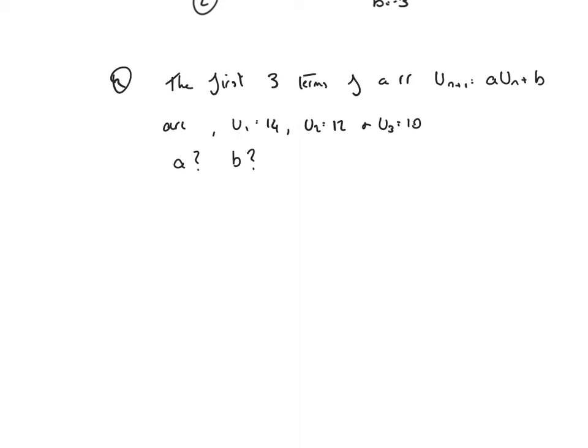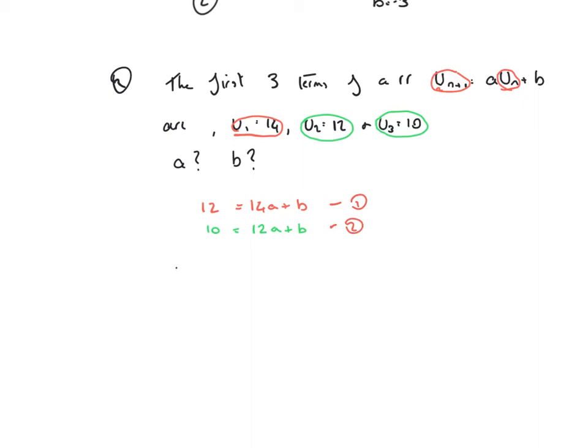Okay, so the previous term is un, the subsequent term is u(n+1). If I take the previous term to be 14, that would be 14a plus b, and the subsequent term would be 12. However, if the previous term is 12, then the subsequent term is 10. Okay, so that's my two equations. Equation 1, equation 2.